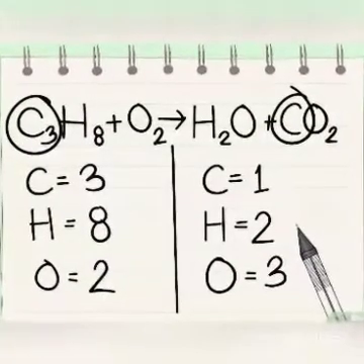Step 4. Start with the single element. If there is more than one element to balance, we will take the element which is in single molecules for reactants and products. Step 5. Use a coefficient to balance the carbon atoms.